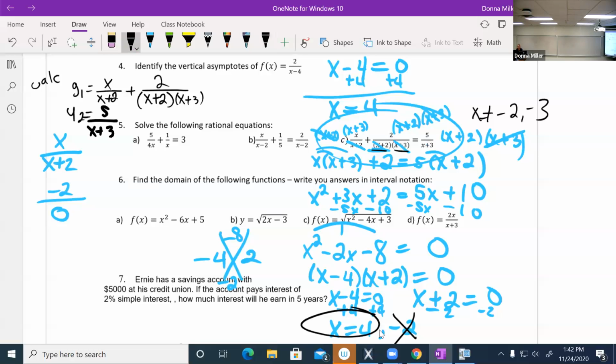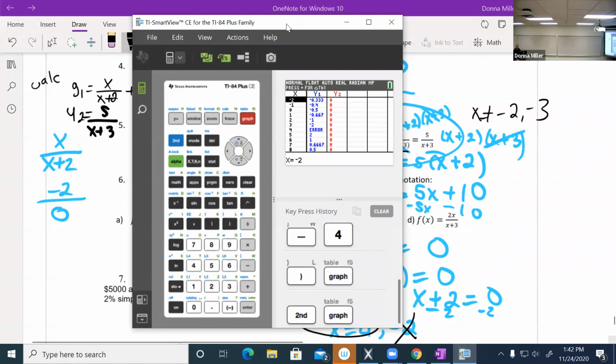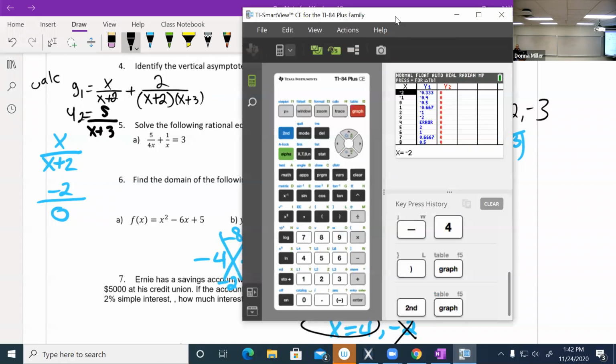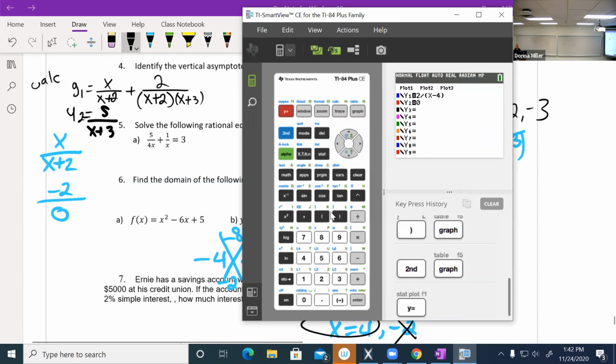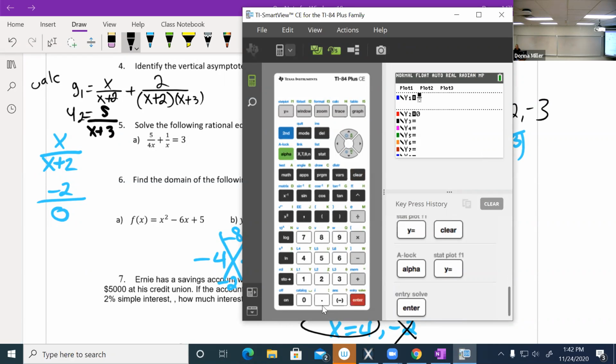All right, so I'm going to plug that in my graphing calculator. If you have an 83, you're going to get little heartbeats of the asymptotes. The 84 doesn't do that. The 83 looks weird, but let's see. Alpha, I'm going to do the fractions because it's really complicated. So I have x over x plus 2.